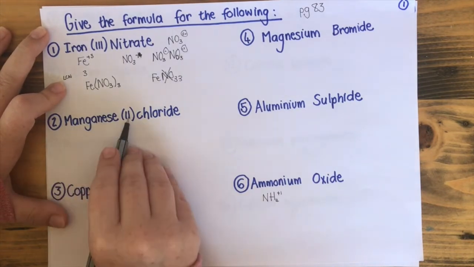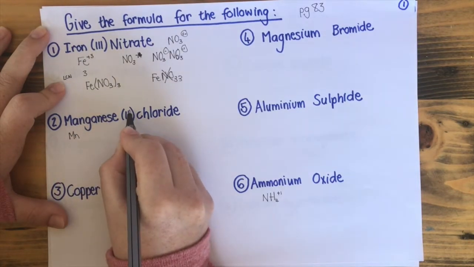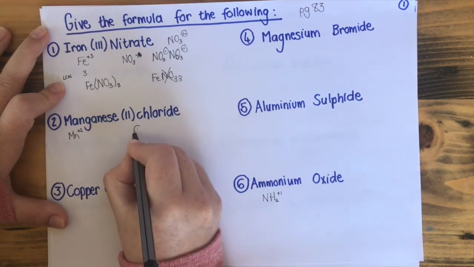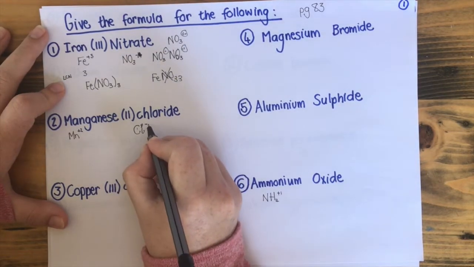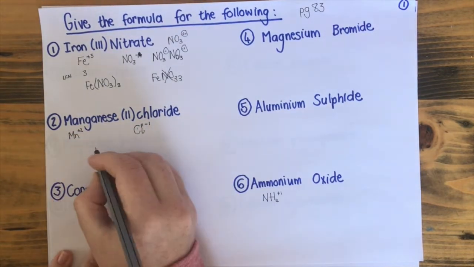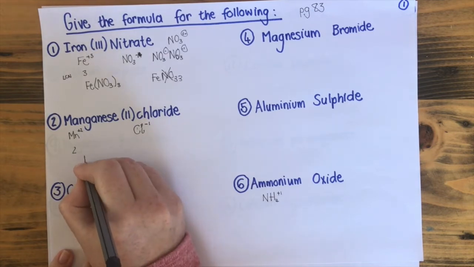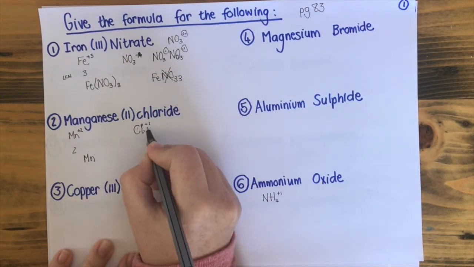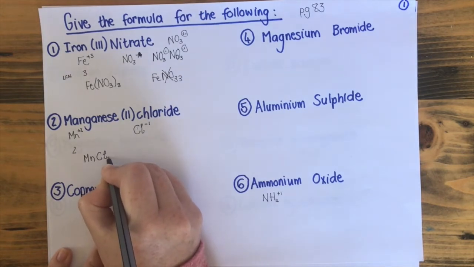Right, manganese 2 chloride. Manganese is being told that it is behaving like it's in group 2. Group 2 has a charge of +2. Chloride, straight from your periodic table, Cl, that's the cursive L, and that has a charge of -1 as it is a halogen. Our lowest common number is 2. So 2 goes into 2 once, which means that there will be 1 manganese, no subscript as it is a 1. 1 goes into 2 twice, which means that we will have 2 chlorines.